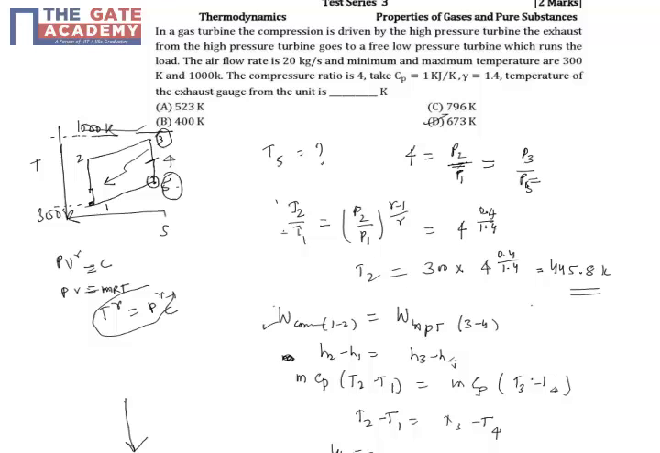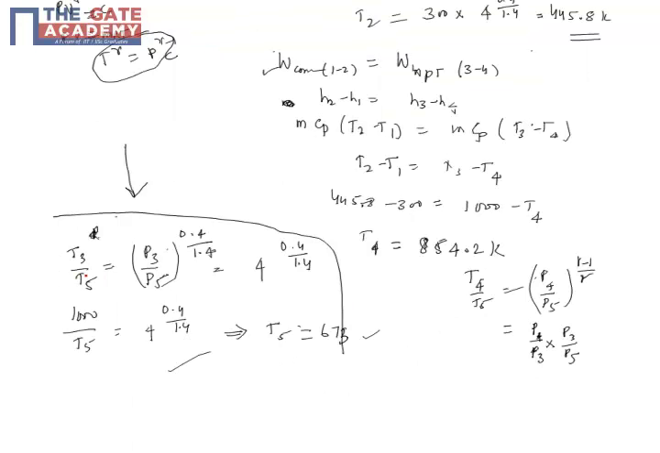This law you can directly apply between T3 and T5, because 3 is something which you know, 5 is what you need to find out, and the pressure ratio between 3 and 5 is 4. So directly, instead of going into the compressor work and all that, because that will again complicate and you will just end up doing the same thing, here is the shortcut. Just apply the temperature and pressure relation between 3 and 5, and directly you get T5, which is 673. Thank you.